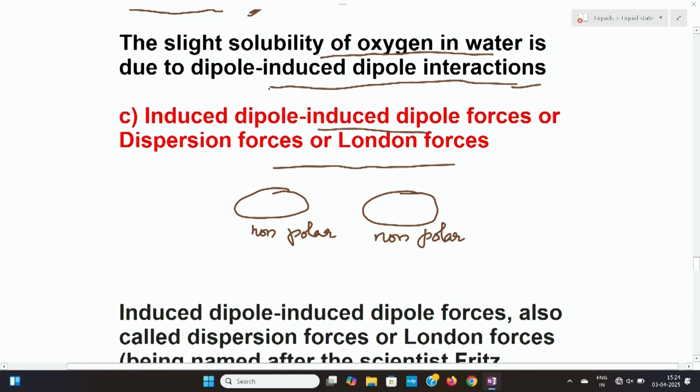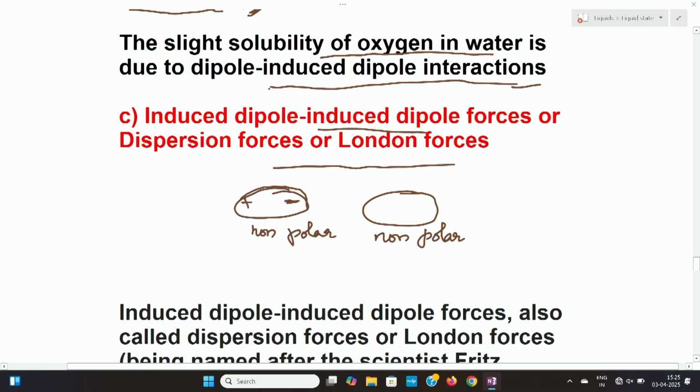Okay. As we know, all molecules are in motion, and at a particular time there will be a separation of charges. That means the nonpolar molecule will become a polar molecule. The nonpolar molecule has become a polar molecule now. That means an induced dipole.